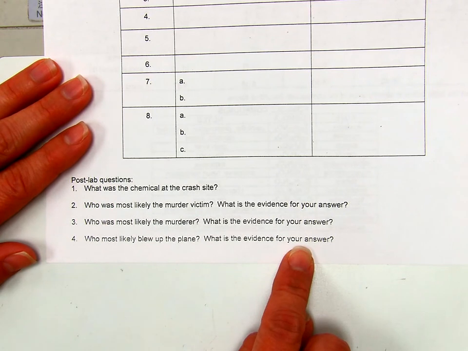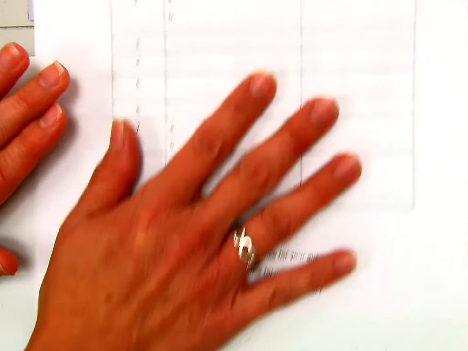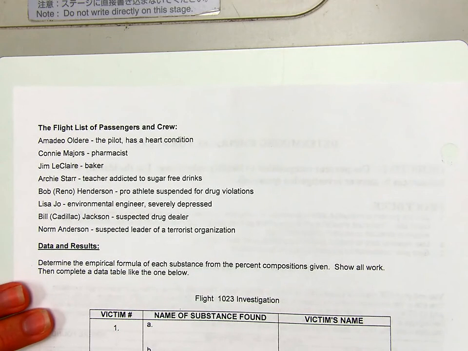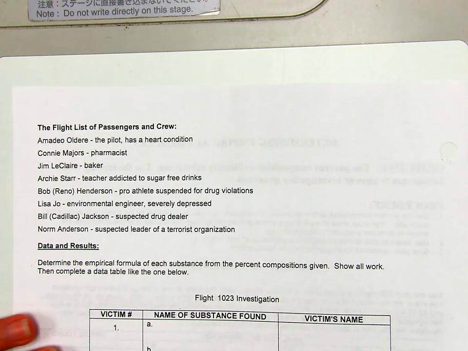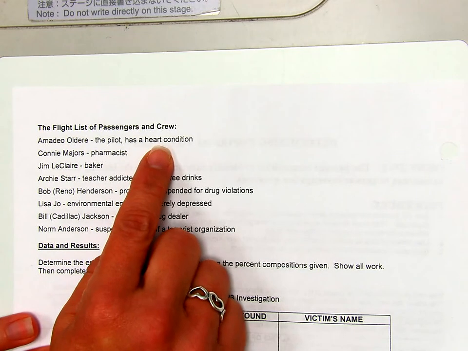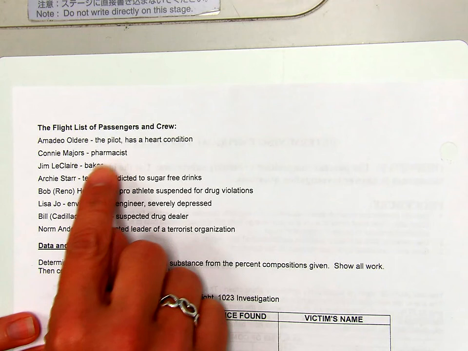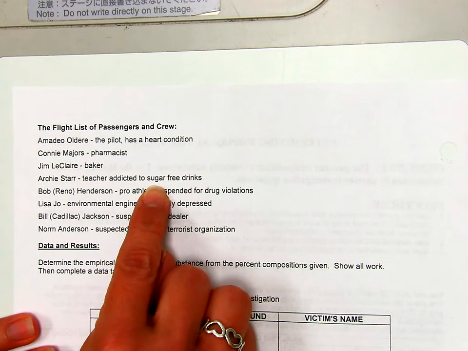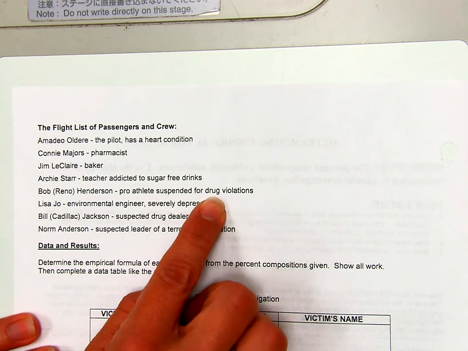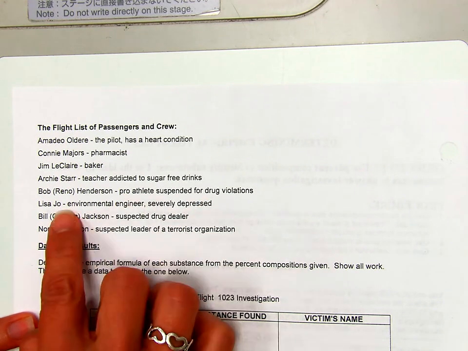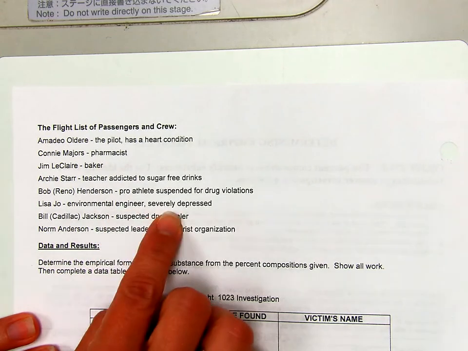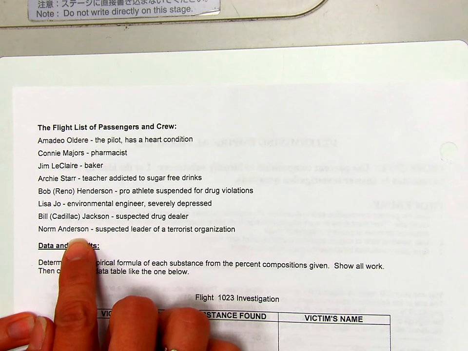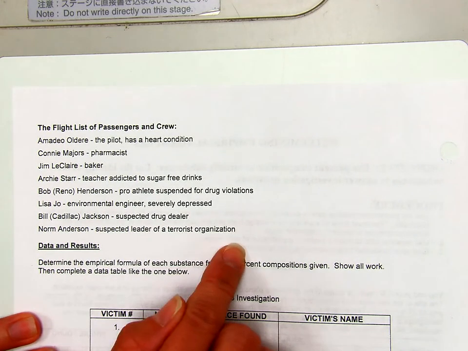So, who are these people that were on the plane? You have a list here of those that were on the plane. You have a pilot. It gives you some information about the pilot. A pharmacist, a baker. You also have a teacher addicted to sugar-free drinks. You have a pro athlete suspended for drug violations. You have an environmental engineer severely depressed, it says. You also have a suspected drug dealer, and then last but not least, a suspected leader of a terrorist organization, and they are all named.